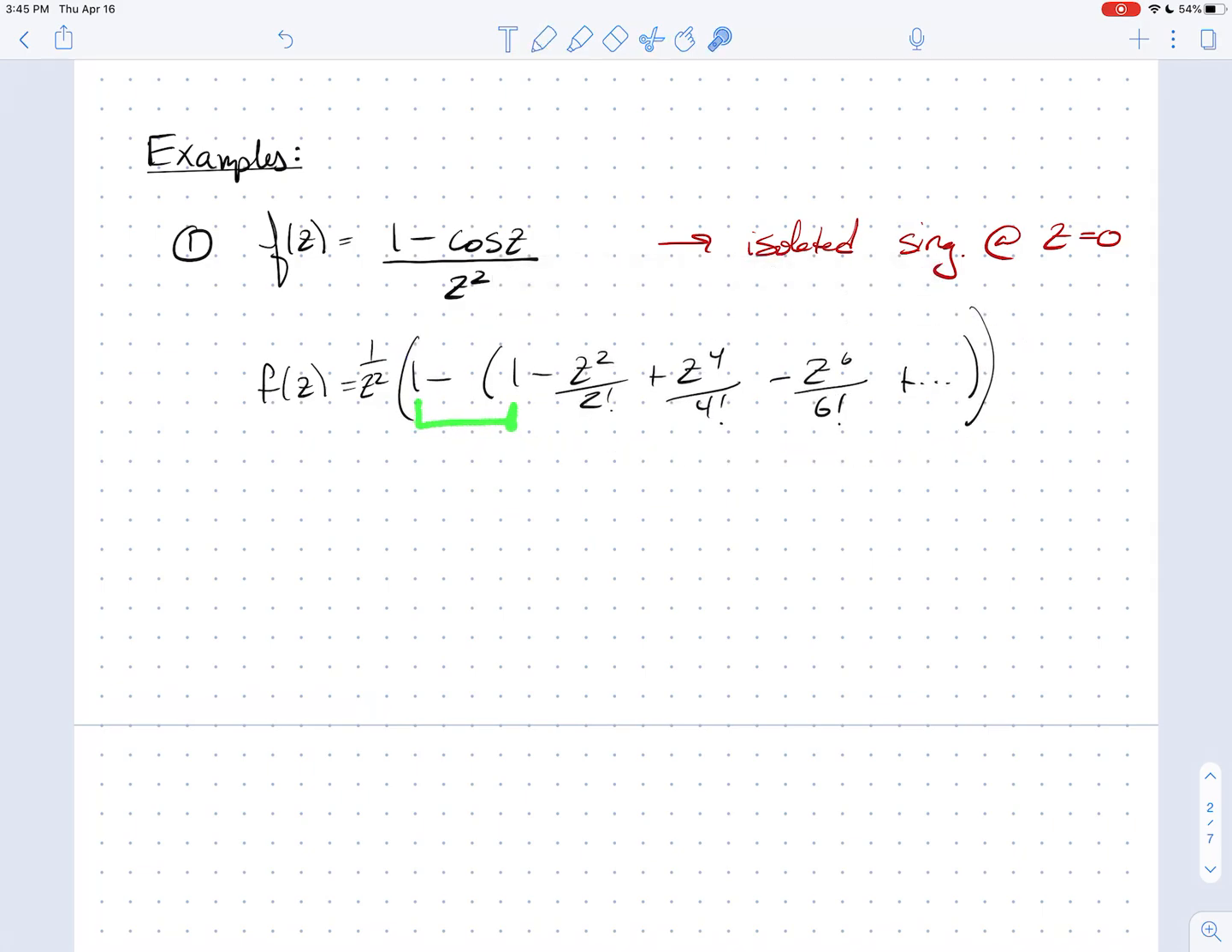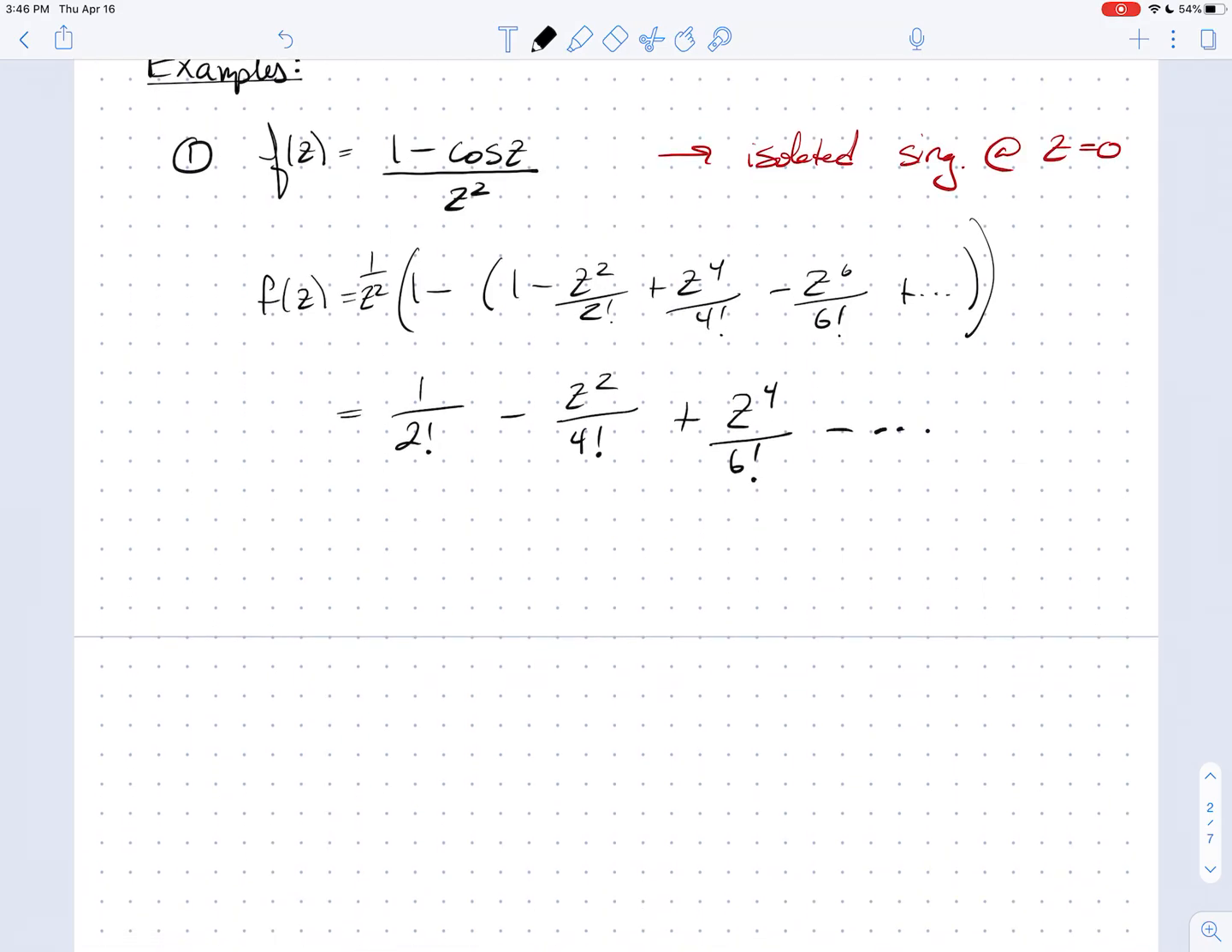Okay, and so now let's see, we can cancel the 1s, and then this negative is going to go through and change the sign. And then I'm going to push the 1 over z squared through as well. I think you guys can handle this. So let's see. These go away. The z squareds cancel. And so I'm left with 1 over 2 factorial minus z squared over 4 factorial plus z to the 4th over 6 factorial minus dot, dot, dot.